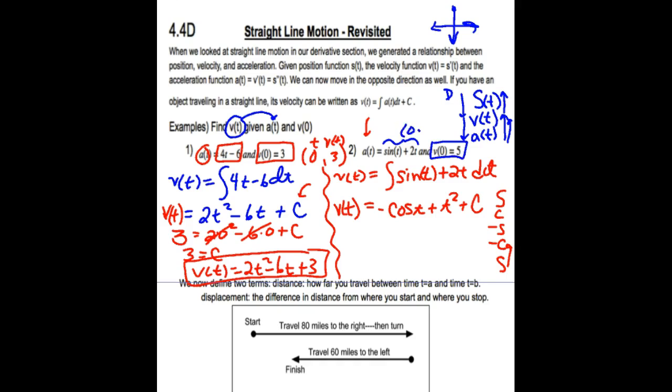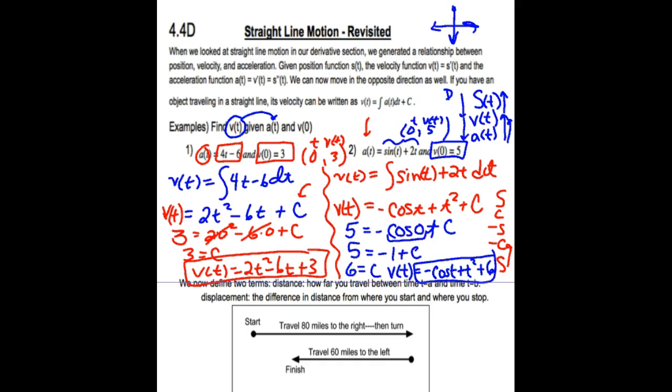So when I put in a 0 for t, my velocity with respect to time is 5. So a 5 has to come out when I put a 0 in for t. That'll be plus 0 squared or 0 plus C. Cosine 0 is 1, yielding a C of 6. So I'd wrap this up by saying my velocity model is negative cosine t plus t squared plus 6.